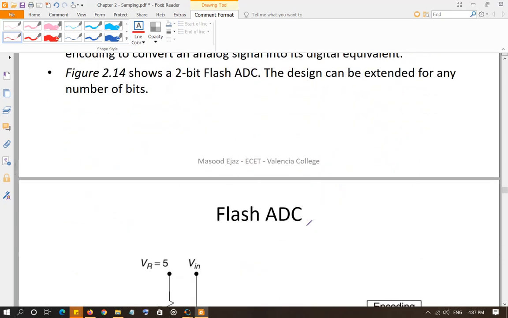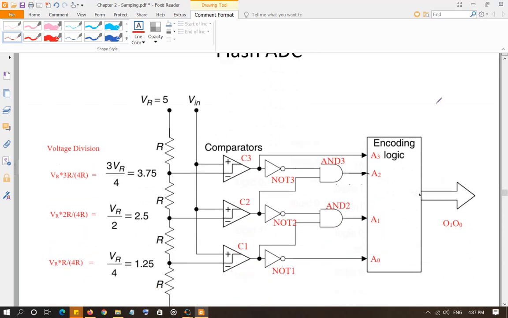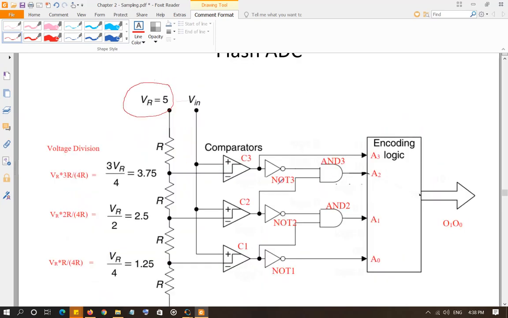How does it work? This is from your book, and I have put some annotations on it to make it understandable. This is a 2-bit Flash ADC. The reference voltage is 5 volts. Remember, the reference voltage of an ADC is basically the highest voltage. Any input that you want to convert must not exceed the reference voltage. So any input can maximally go up to 5 volts, but it cannot exceed 5 volts. So this Vin right here, the input voltage, has to be less than or equal to 5 volts.